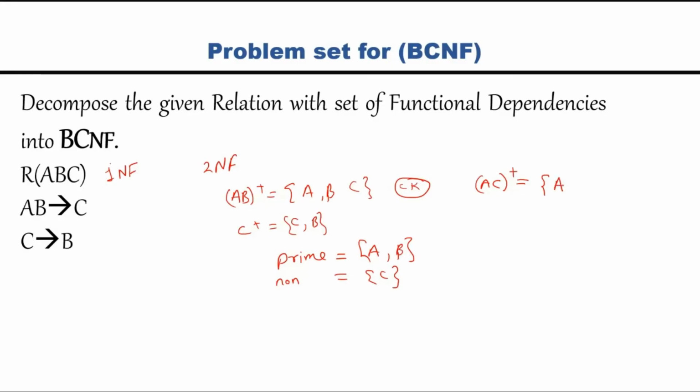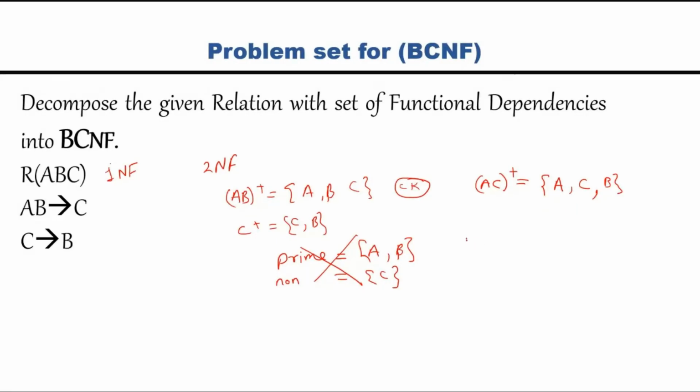So it is giving me A and it is giving me C, and with this C determining B, it is giving me B also, students, right? So this is wrong, and that was basically a trick, right? So AC is also giving me the candidate key.